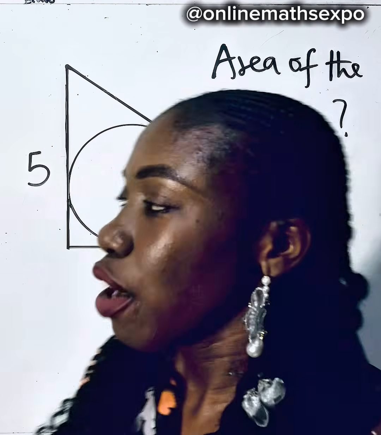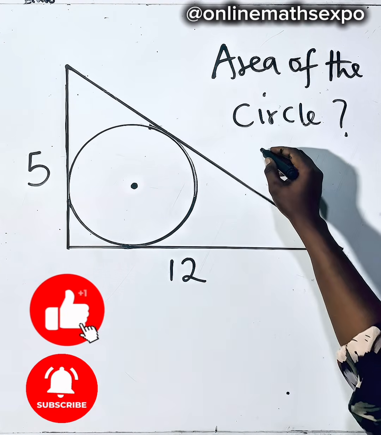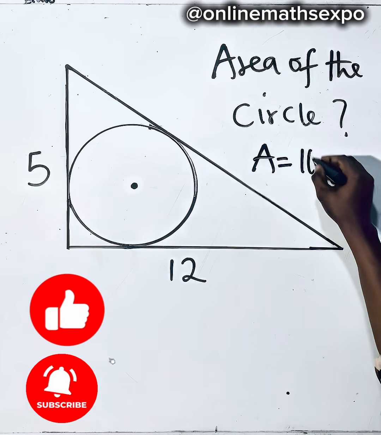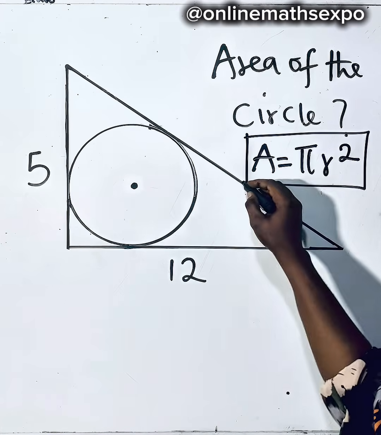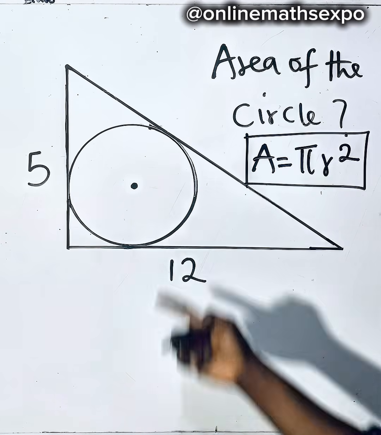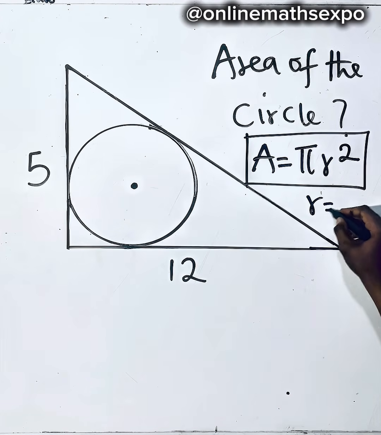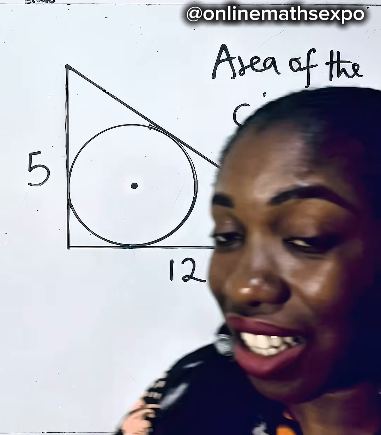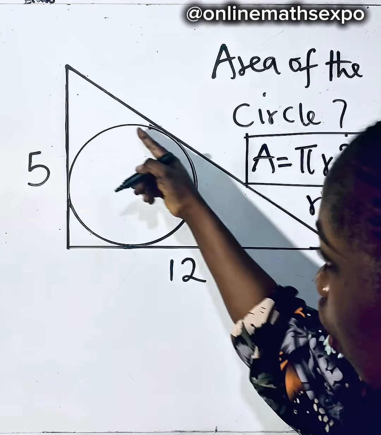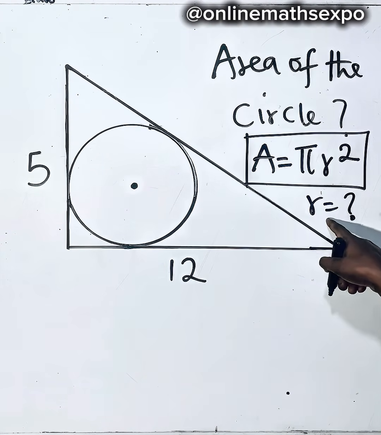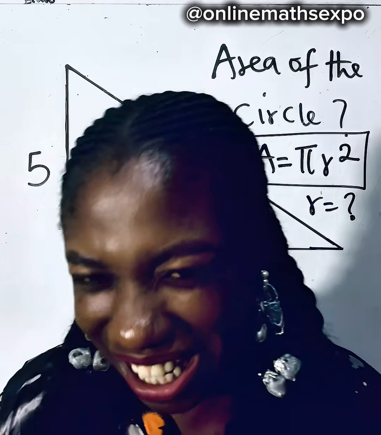It's just so easy. For us to find the area of the circle, we know too well that the area is simply pi r squared. But looking at this circle, you observe that the radius is not known. The radius is the line from the center touching any part of the circumference. So it's not given in this question. So how do we find this radius to get the area? Let me take you through it step by step.